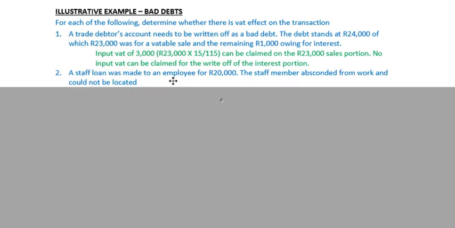It says a staff loan is made to an employee for 20. Staff member absconded from work and could not be located. Remember, staff loans are exempt financial services.